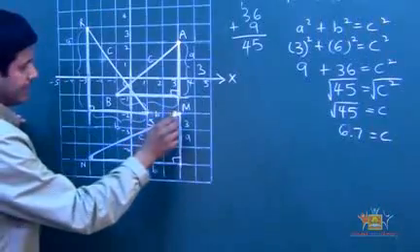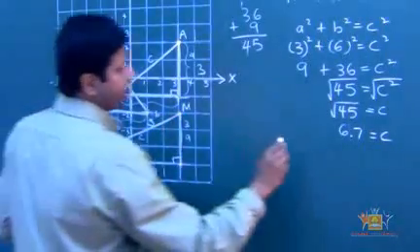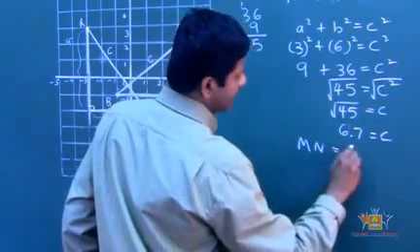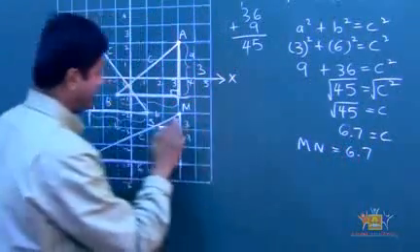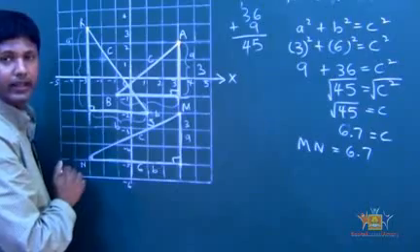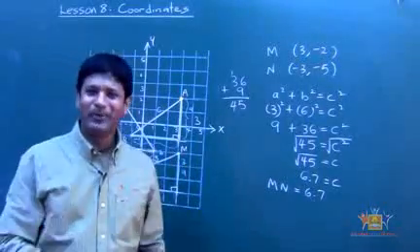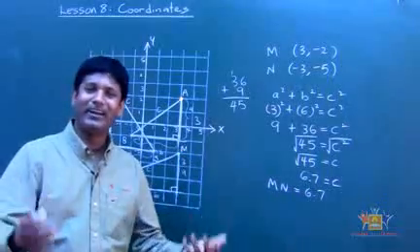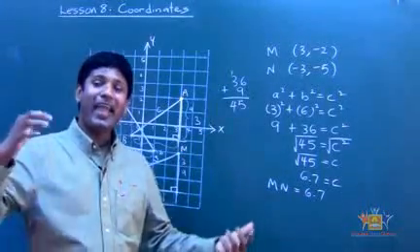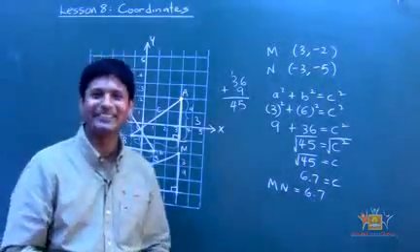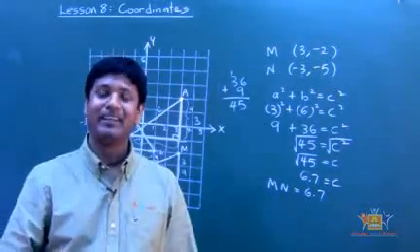That means the distance from M to N is what? 6.7, because that's C. See that? Pretty easy, isn't it? Straightforward. Okay, good. Well, guess what? That tells you what? Time for hands-on practice. Yes, it is time for hands-on practice.